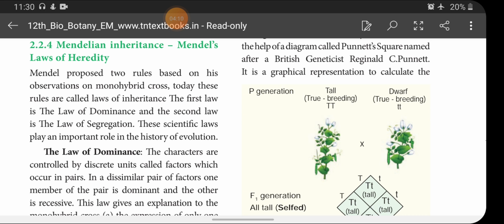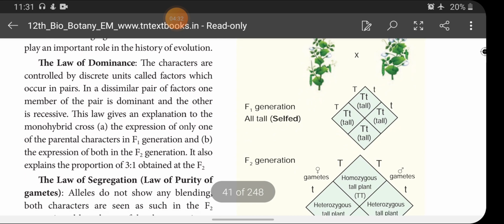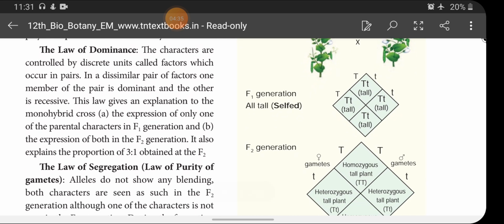The characters are controlled by discrete units called factors, which occur in pairs. In a dissimilar pair of factors, one member of the pair is dominant and the other is recessive. This law gives an explanation to the monohybrid cross, the expression of only one of the parental characters in the F1 generation and the expression of both in the F2 generation. It also explains the proportion of 3:1 obtained at the F2. Okay, the law of dominance.